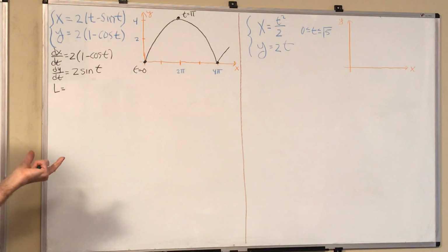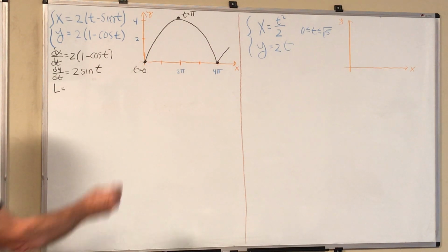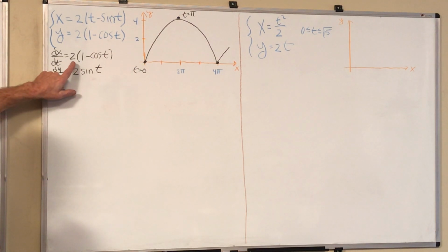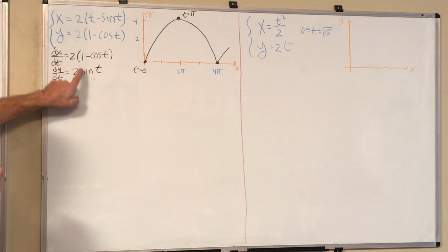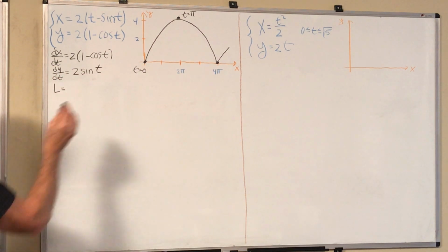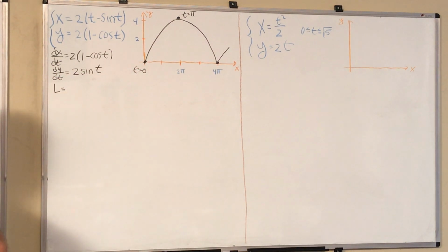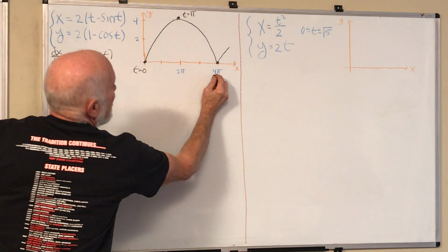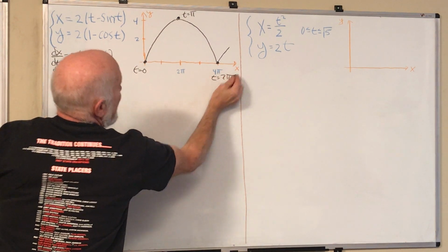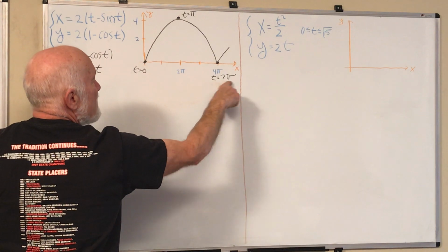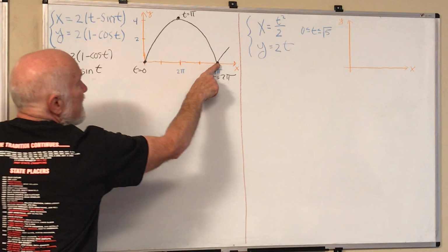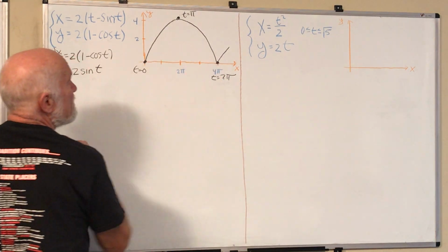And say they asked you, when is it stopped? Is it stopped at this point and this point? Well, at time 0, dx/dt is 0 and dy/dt is 0. So it's stopped here. And the same thing at 4 pi. Well, I mean, at t equals 2 pi. I didn't write that down. X is equal to 4 pi, but t is 2 pi. So dx/dt and dy/dt would both be 0 here, so it would be stopped.